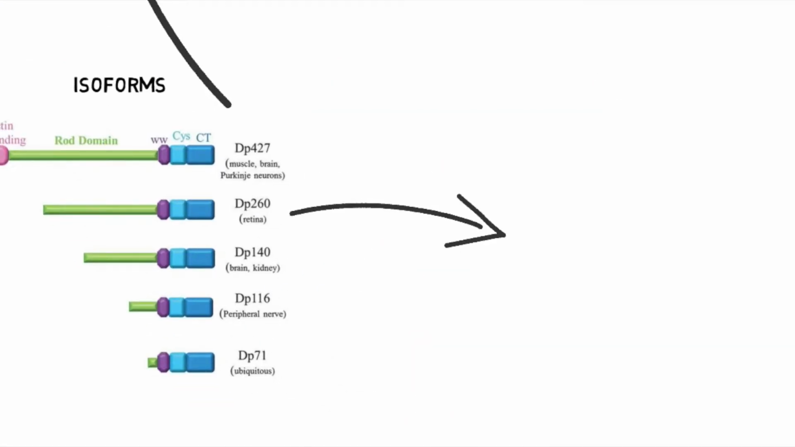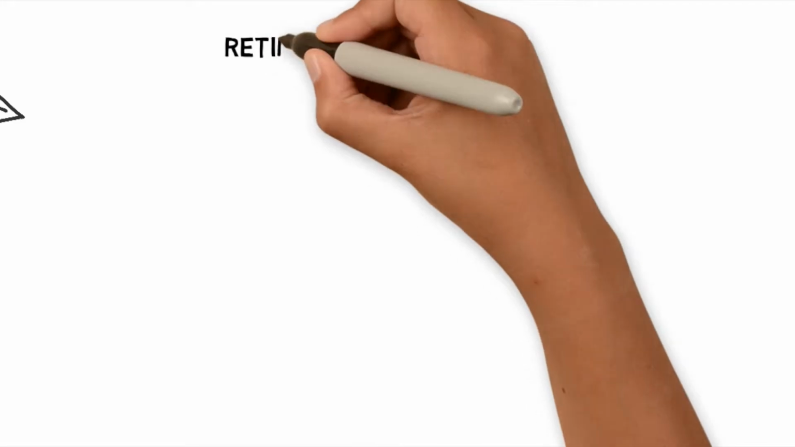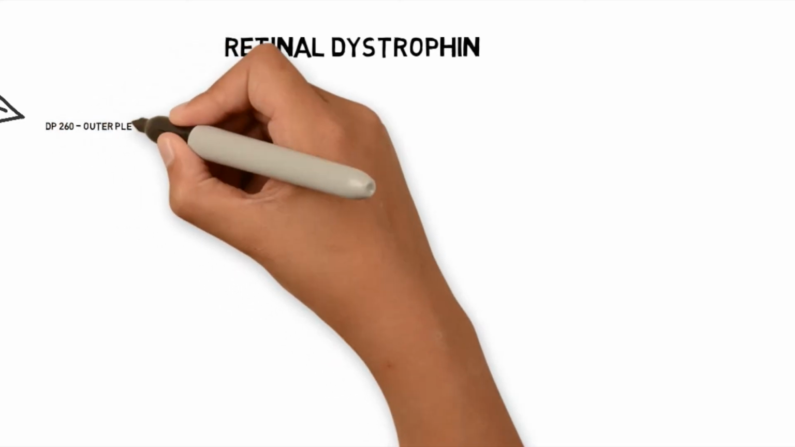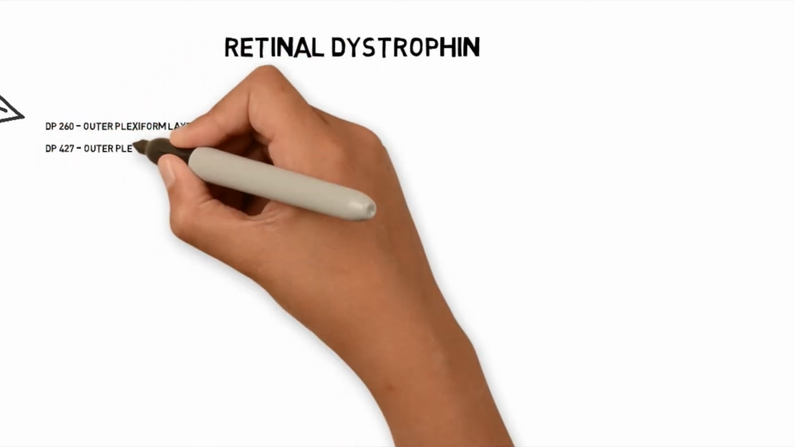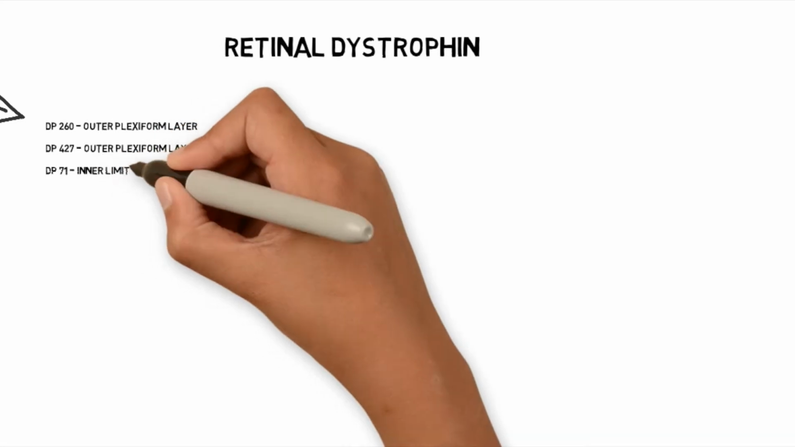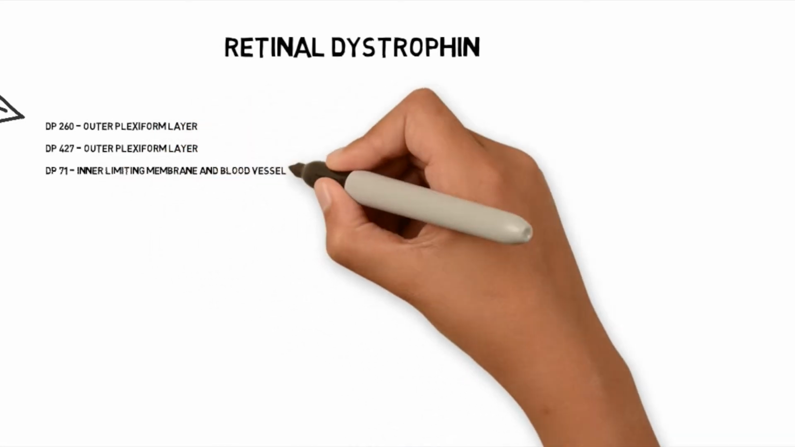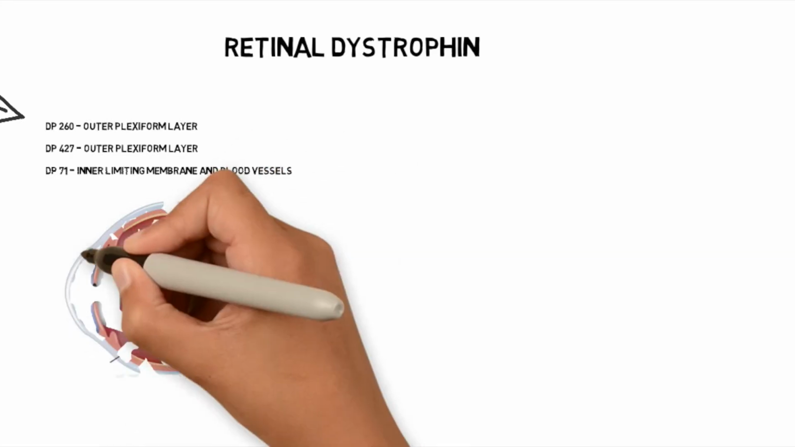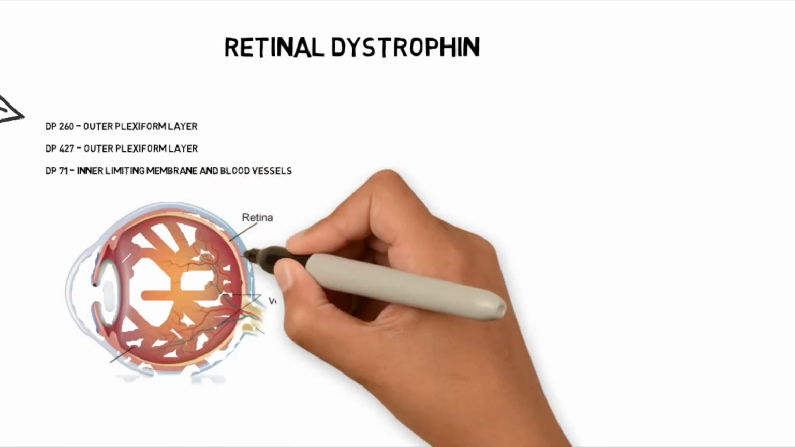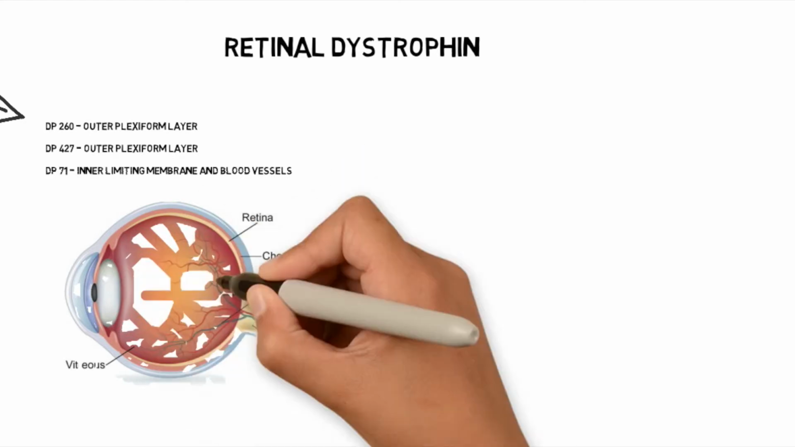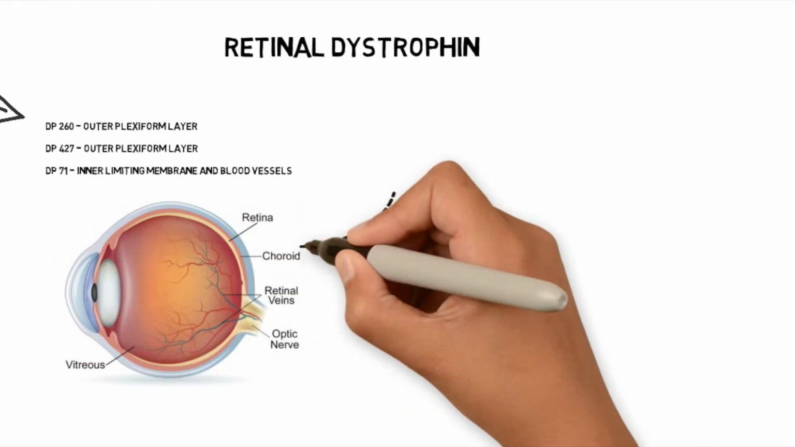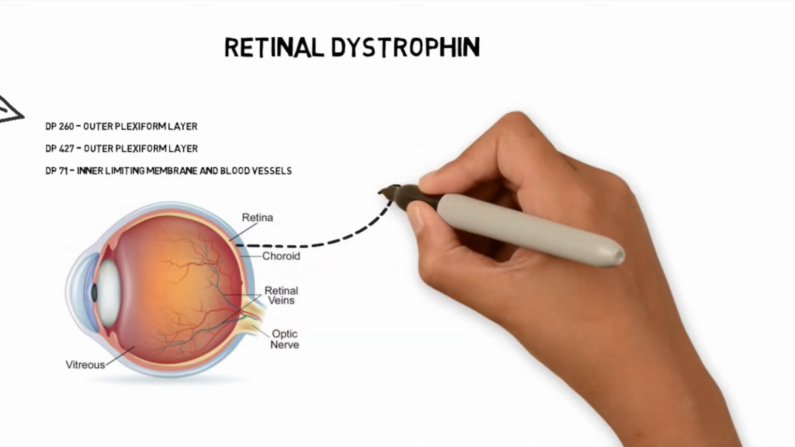Retinal dystrophin is an isoform that is not as well studied. It is known that at least 3 isoforms of dystrophin are found in the retina. The retina is an important part of the eye that turns light stimuli into neuronal signals that allow us to see. The retina is made of many cell layers, and the dystrophin isoforms found in these cells are thought to help with signal transmission. DP 260 and DP 427 have been found in the outer plexiform layer, while DP 71 has been found in the inner limiting membrane and blood vessels.